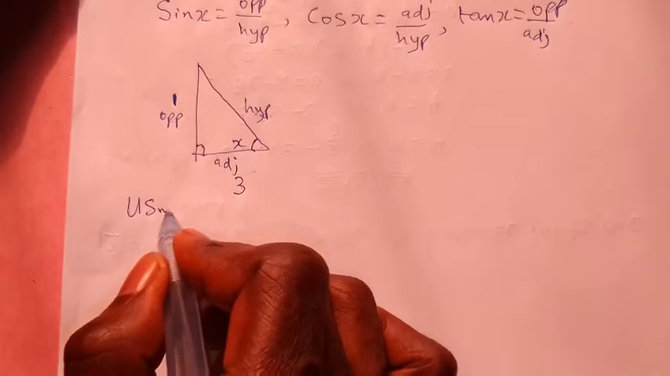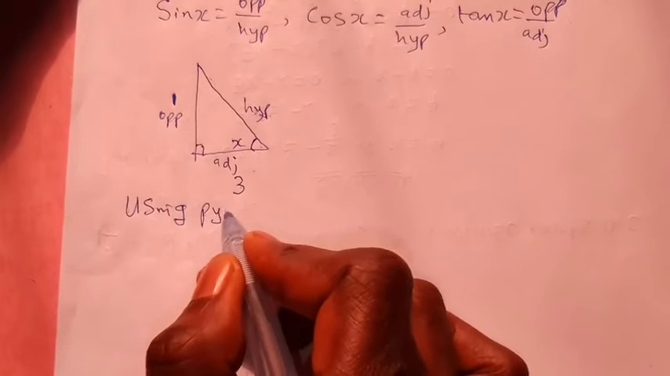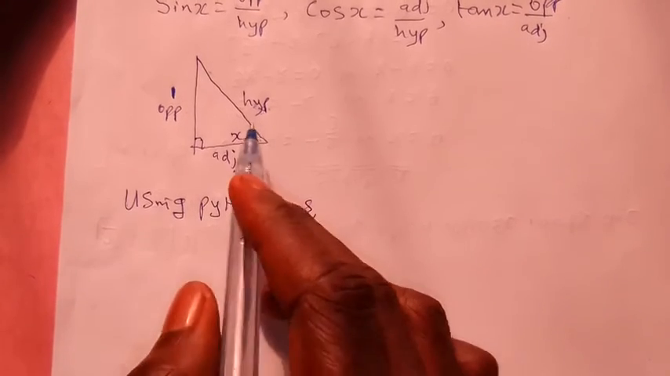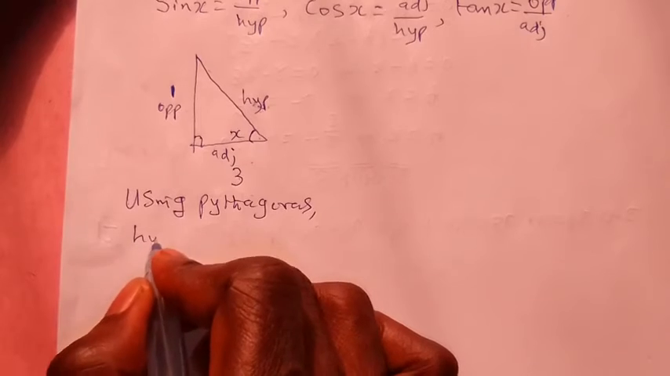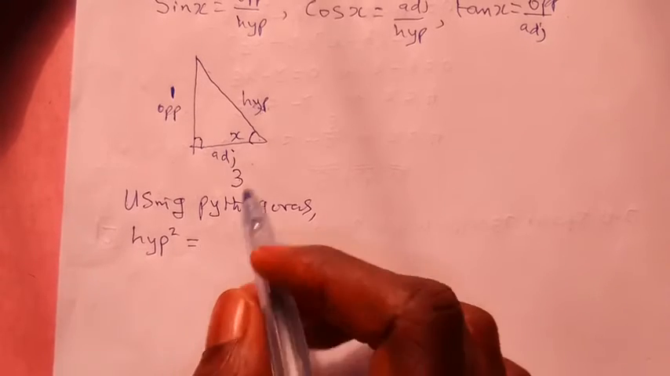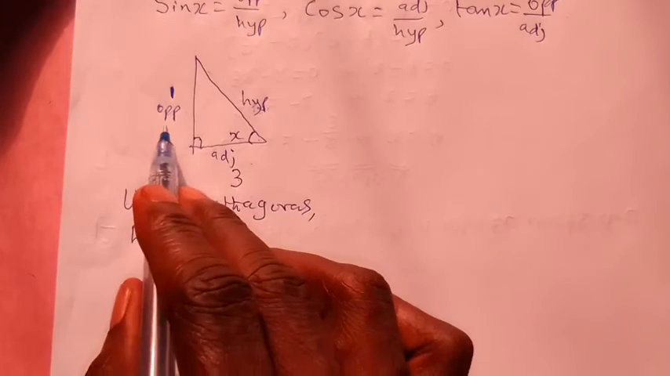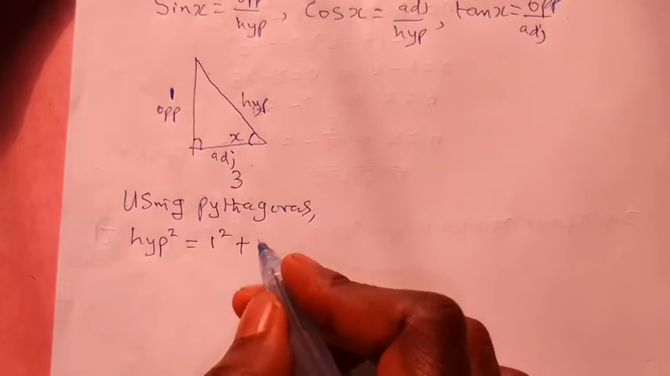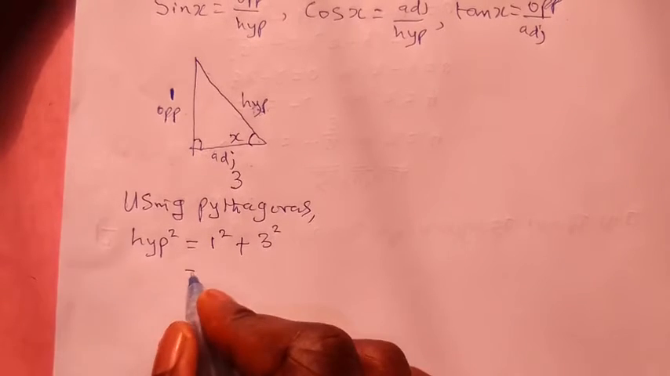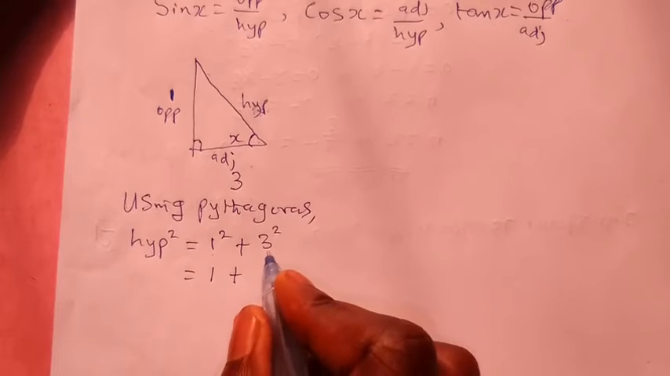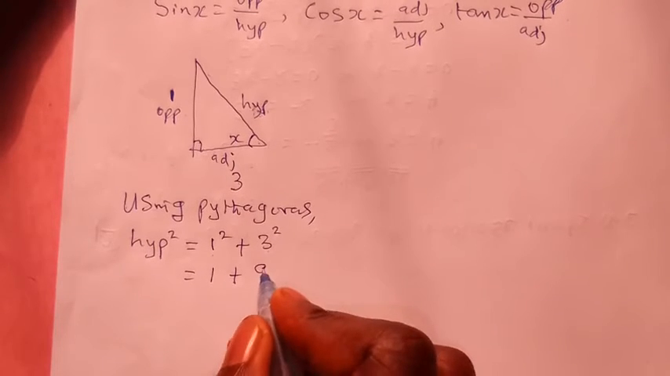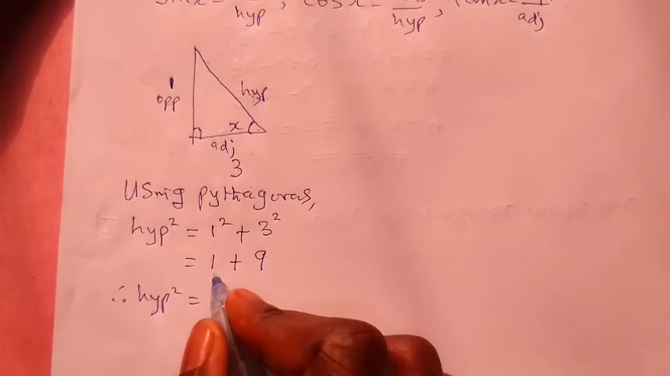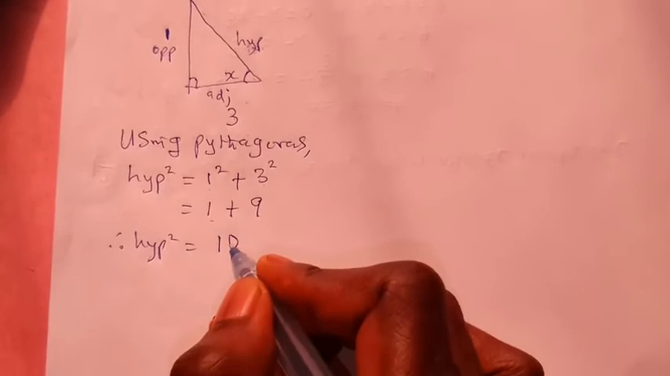So we can say, using Pythagoras. Now in the Pythagoras we take our hypotenuse squared, because that's what the Pythagoras rule states, that the square of the hypotenuse will become the square of the opposite, that is 1 squared, plus the square of the adjacent, that is 3 squared. 1 squared means 1 times 1, which is 1. 3 squared means 3 times 3, which is 9. So therefore our hypotenuse squared will become 9 plus 1, that will give us 10.